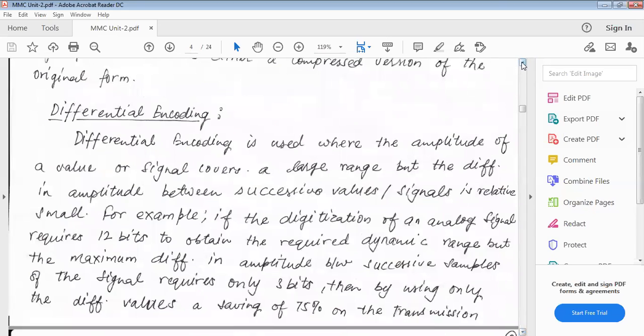Next, we will see what differential encoding is. So these are all the different compression principles which are applied in multimedia applications. Okay, understood?